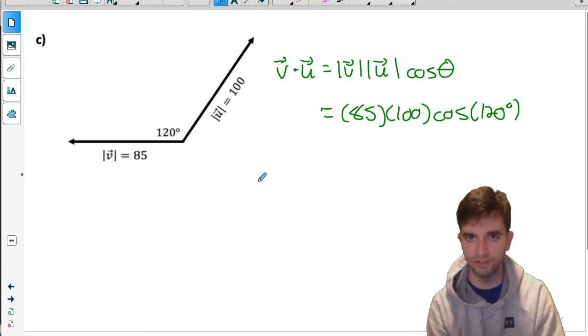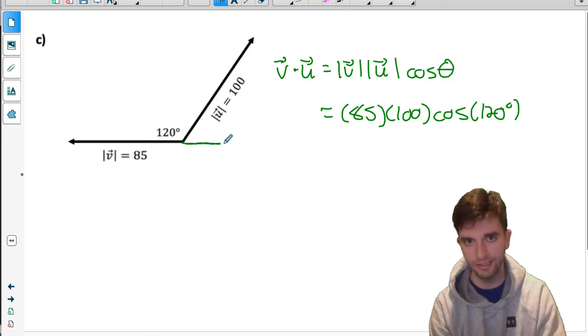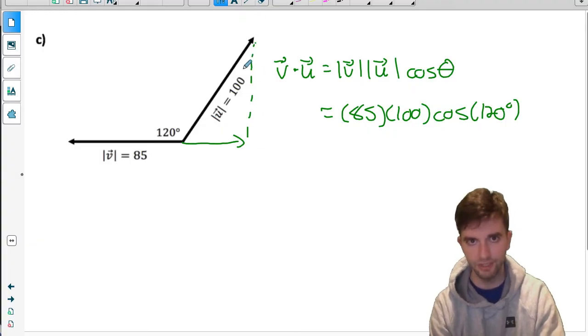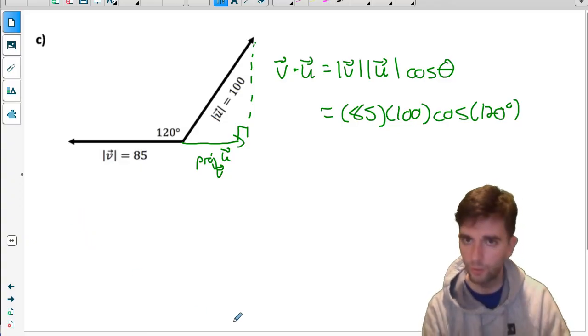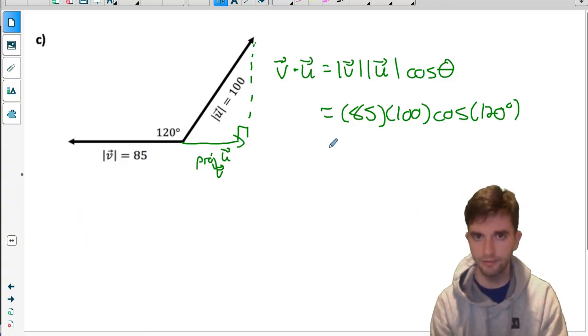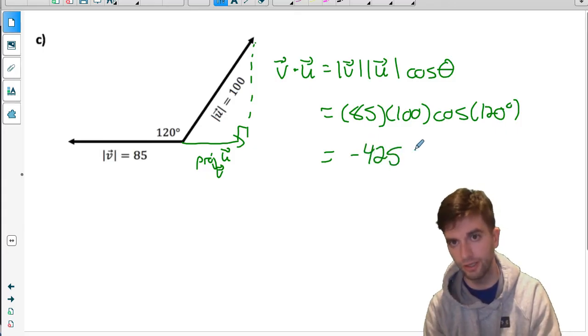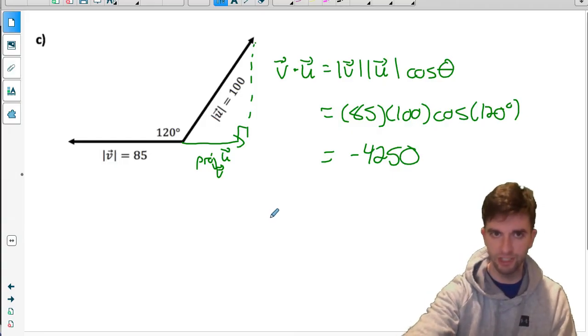The second way I know my answer is going to be negative is if I think about the projection vector of vector u onto vector v, it would look like this. It would be going in the opposite direction of v. That's the only way I could get the tips of these vectors to have a 90-degree angle with the projection vector. So here is the projection of u onto v. And notice it's going in the opposite direction of v, which indicates to me my dot product is going to be negative. And if I evaluate this, I get negative 4,250.